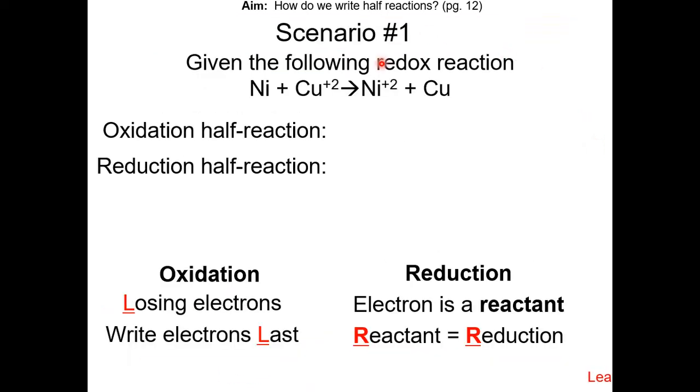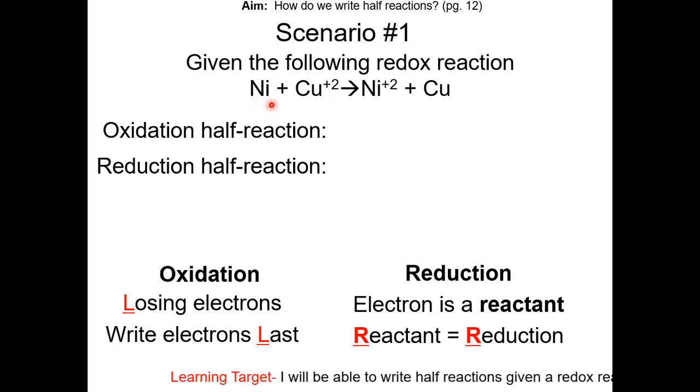Let's look at 4 different scenarios. Scenarios 1 and 2 are the most common on the Regents exam. Given the following redox reaction, write the oxidation and reduction half reactions. The first step is to figure out which element is being oxidized and which one is being reduced. By looking at the redox reaction, nickel is being oxidized and copper is being reduced.